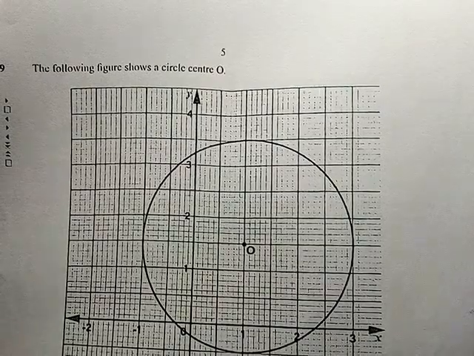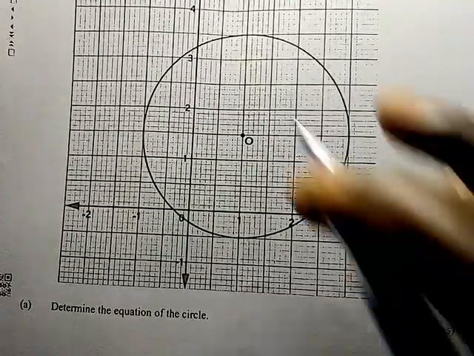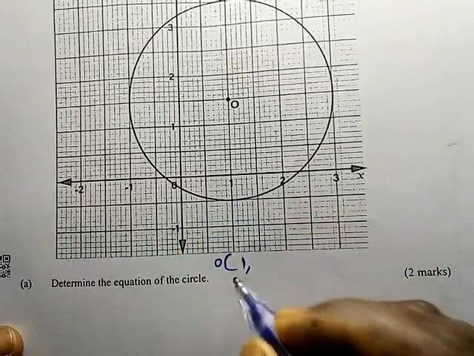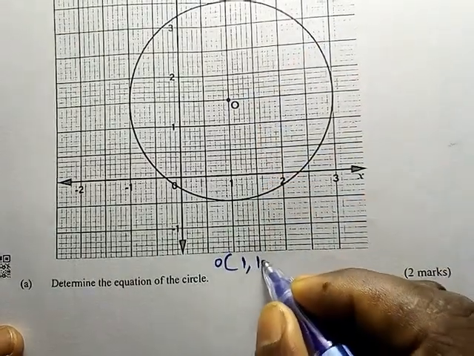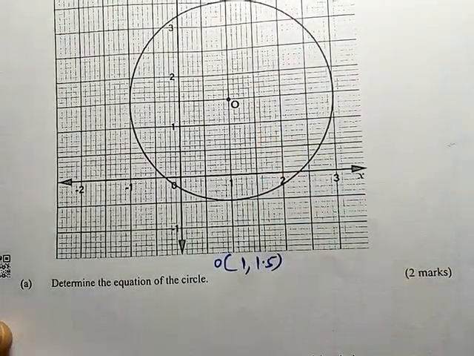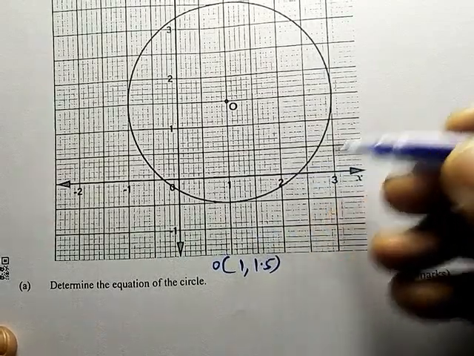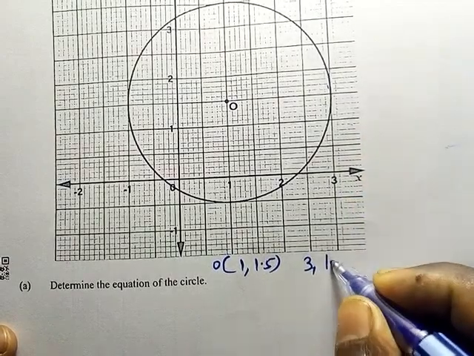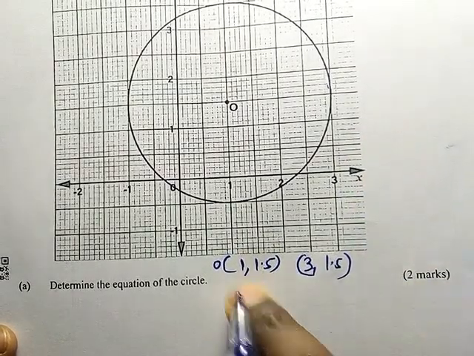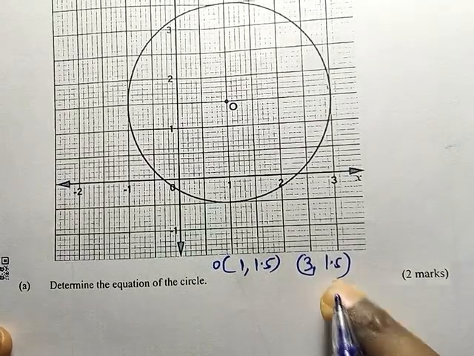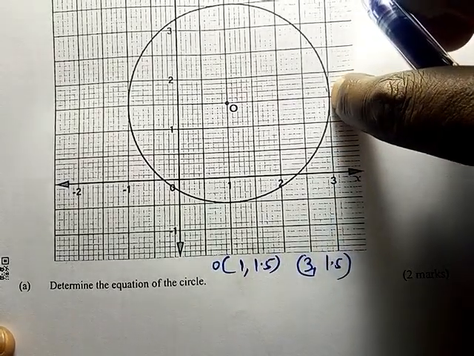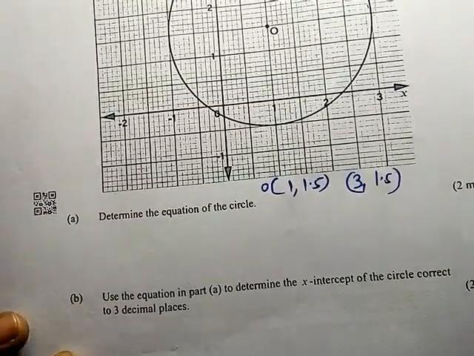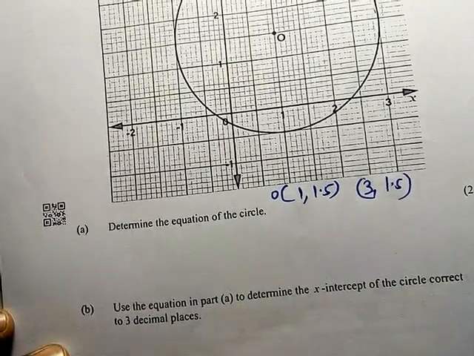The following figure shows a circle, center O. This is the center. Now we can get the coordinates of O, the center, which is 1, 1.5. We can take another point on the circle, which is 3, 1.5. Now we have the center and a point on the circle. So we know that we can now get the radius.